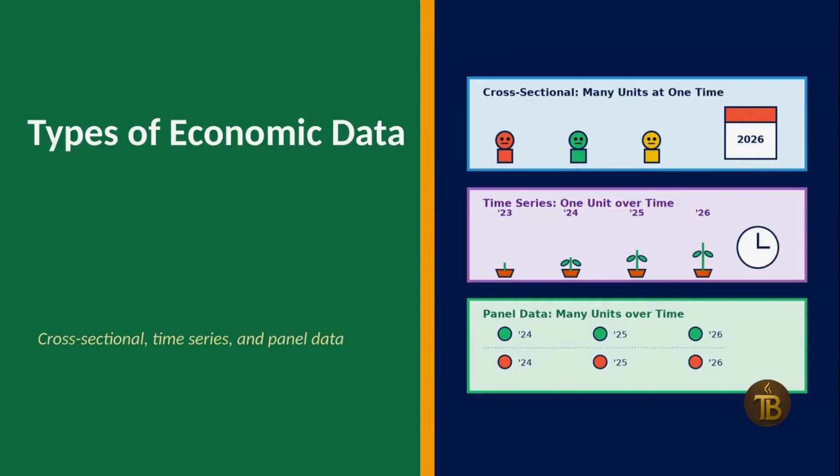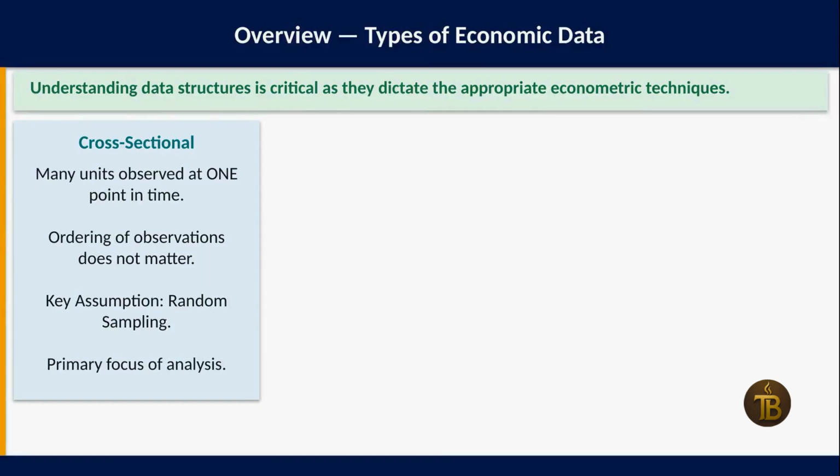Let's shift gears and talk about the different types of economic data you'll work with: cross-sectional, time series, and panel data. Understanding the structure of your data matters because it dictates which econometric techniques are even valid. Cross-sectional data means observing many different units, people, firms, countries, at one single point in time. The order of these observations doesn't matter, and the key assumption underlying this type of data is random sampling. This will be our primary focus going forward.